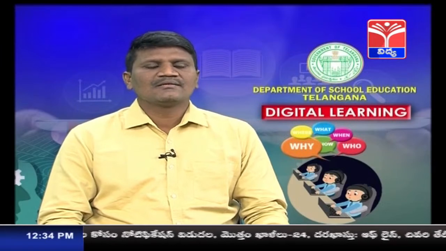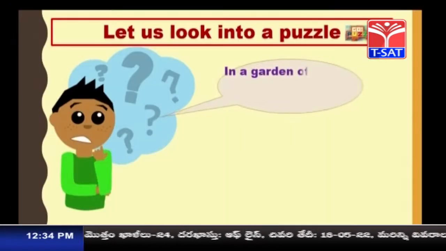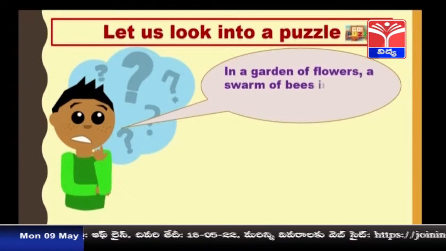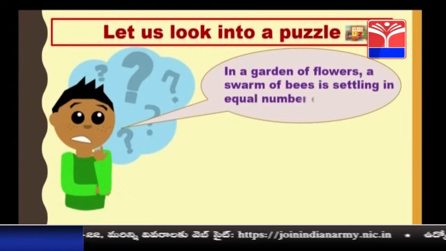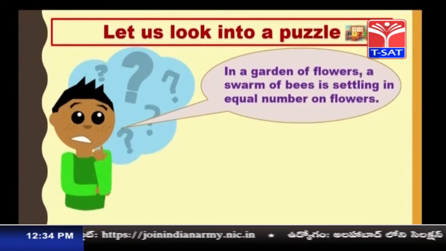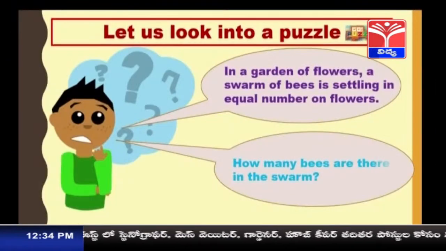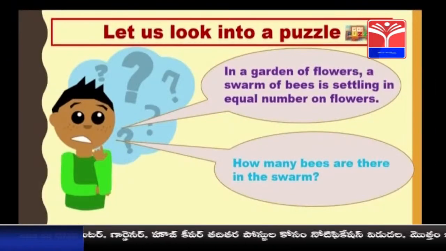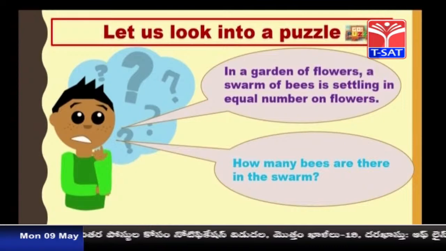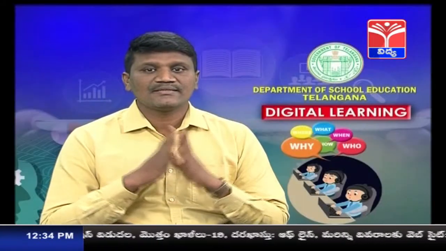Before entering into the topic, let us look into a puzzle. In a garden of flowers, a swarm of bees is settling in equal number on flowers. That means there is a garden with some flowers and an equal number of bees are sitting on the flowers. How many bees are there in the swarm? That is my question. How to find how many bees are there in the swarm? We need some more information. Without more information, we cannot find how many bees are there in the swarm.